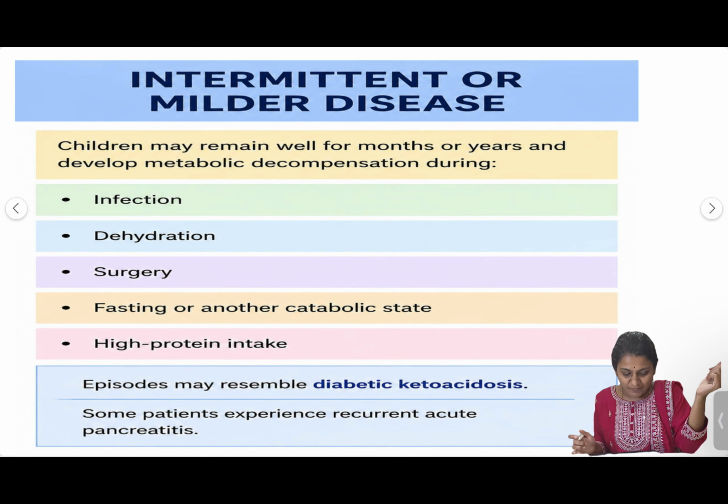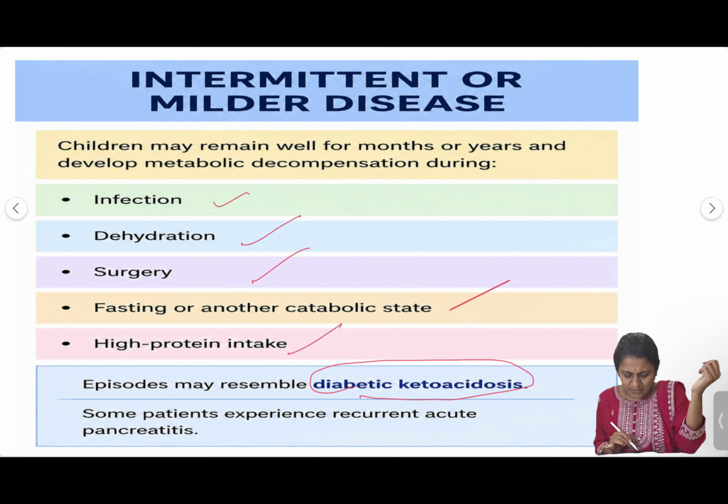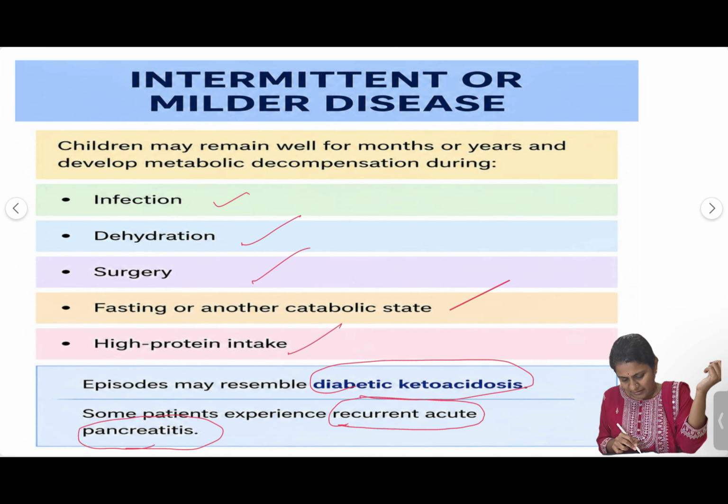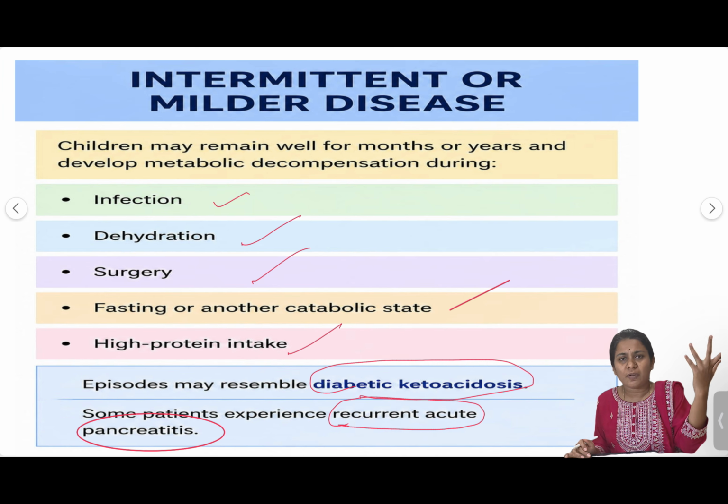Pungent odor. Then intermittent or a milder variety. So this is precipitated by what? Infection, dehydration, surgery, high protein intake, fasting or catabolic state. So episodes may resemble diabetic ketoacidosis, and some patients may present with recurrent acute pancreatitis. Okay, why hypoglycemia? Already in the first basic lecture I have discussed.